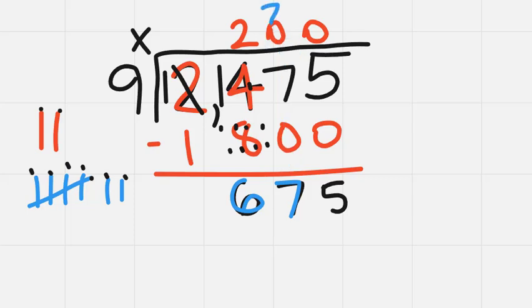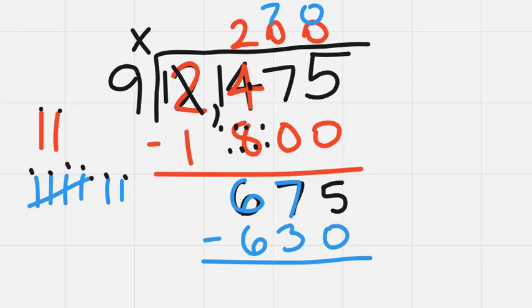We'll put the 7, and then the 0 as a placeholder, and then we multiply. 9 times 7 is 63. Then we add the 0 as a placeholder. Then we subtract. 5 minus 0 is 5. 7 minus 3, 7, 6, 5, 4. And then 6 minus 6 is nothing, so we can ignore it.